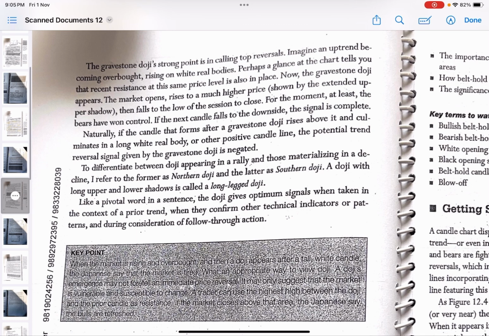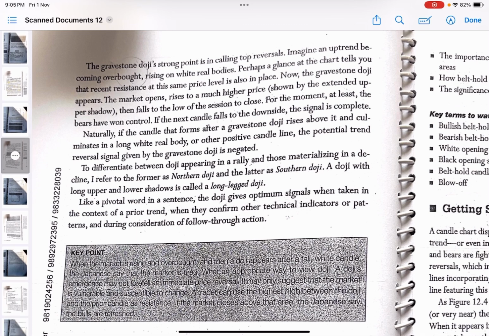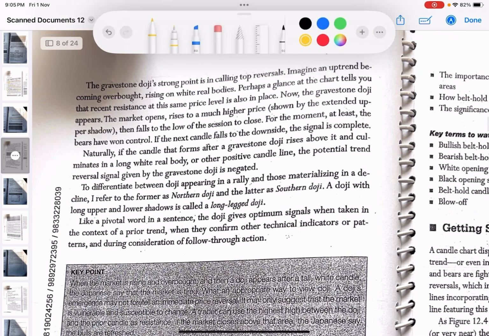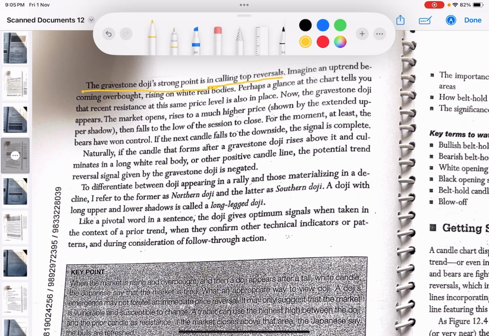Okay, moving on to the gravestone doji's strong point. The gravestone doji's strong point is in calling top reversals. Imagine an uptrend becoming overbought, rising on white candle bodies. Perhaps a glance at the chart tells you the recent resistance is at the same place. So that's how you're supposed to combine these.